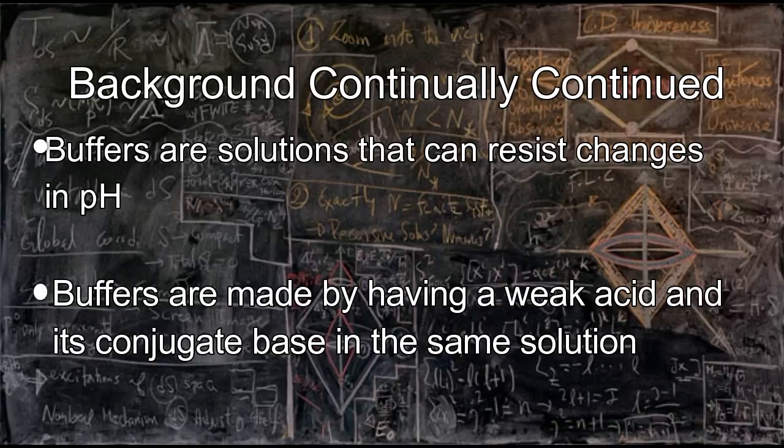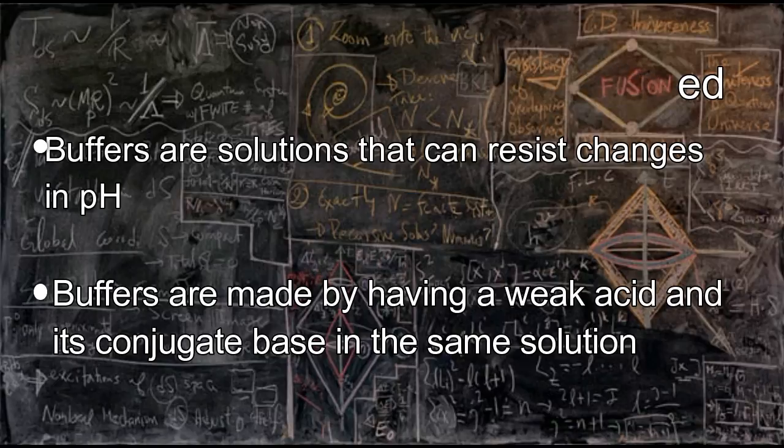When hydrogen ions are added to a buffer, they will be neutralized by the base in the buffer. Hydroxide ions will be neutralized by the acid. These neutralization reactions will not have much effect on the overall pH of the buffer solution.